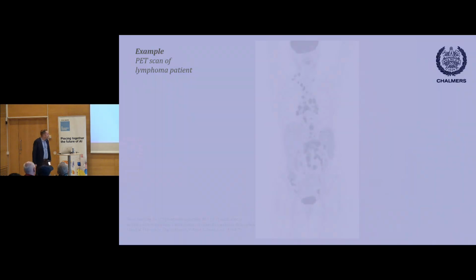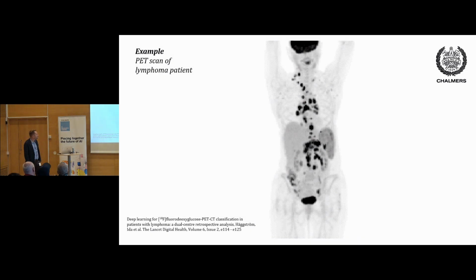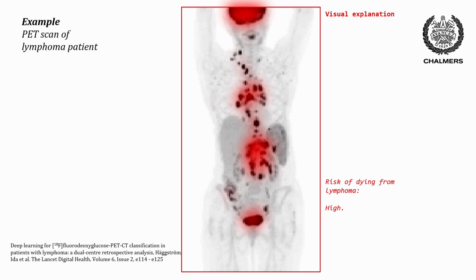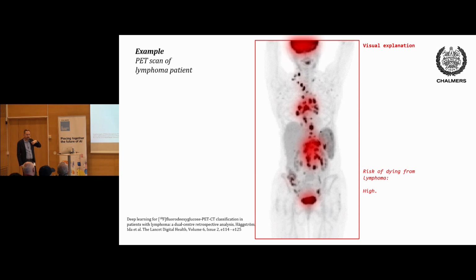So in this case, we're going to look at the application of predicting the prognosis, or risk of dying, for a patient with lymphoma. So we give it to an AI, and the AI makes this prediction, high risk of dying from lymphoma, and it attributes it to these areas. And that kind of conforms quite well to what we thought originally, right? So these black dots in this case are the tumors. So we would want it to focus on the tumors, right? Because those are very indicative of whether they die or not.